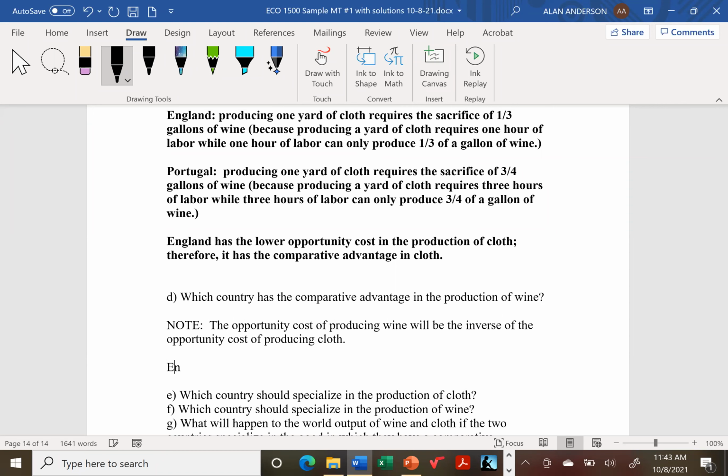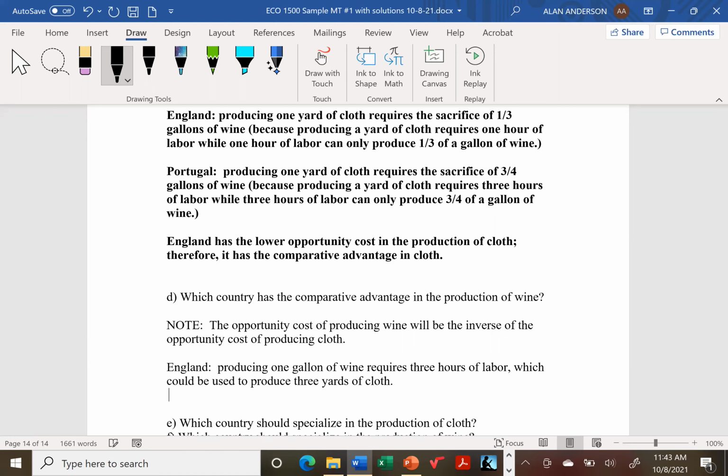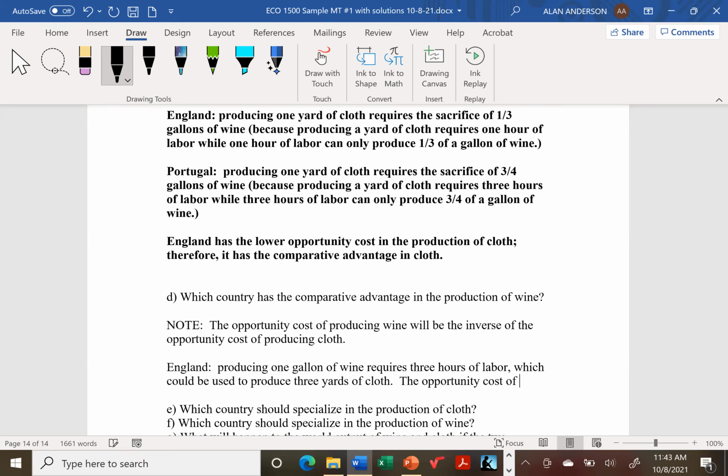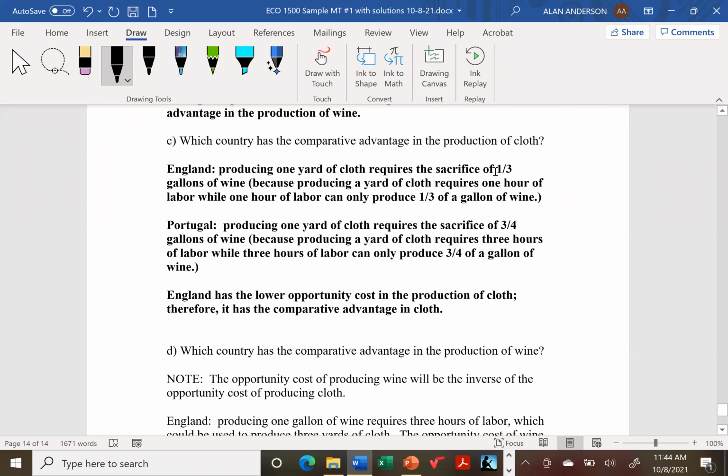So for example, in England, producing 1 gallon of wine requires 3 hours of labor, which could be used to produce 3 yards of cloth. So you see what I mean? The opportunity cost of wine is 3 yards of cloth, which is the inverse of 1/3.